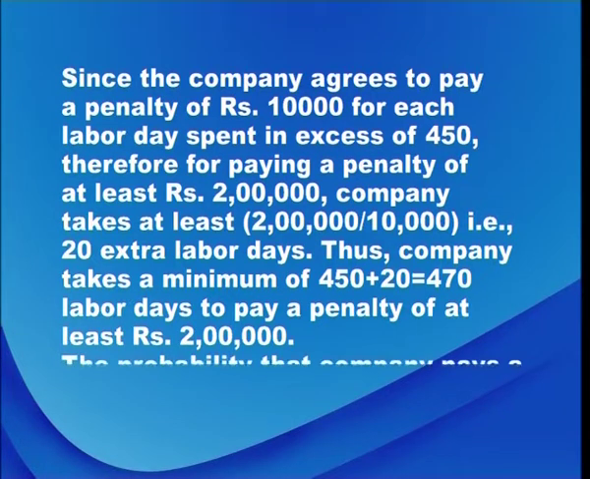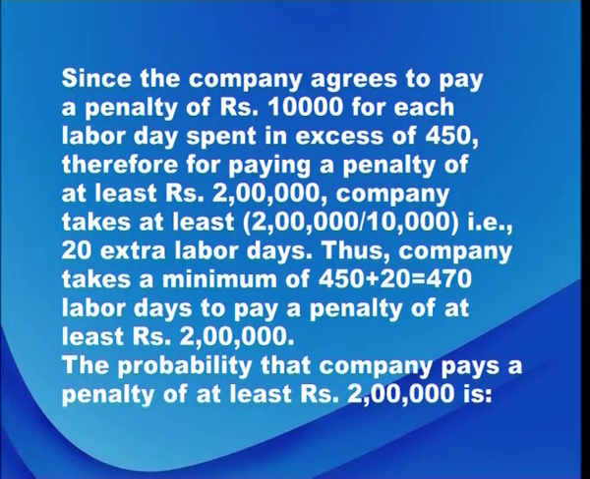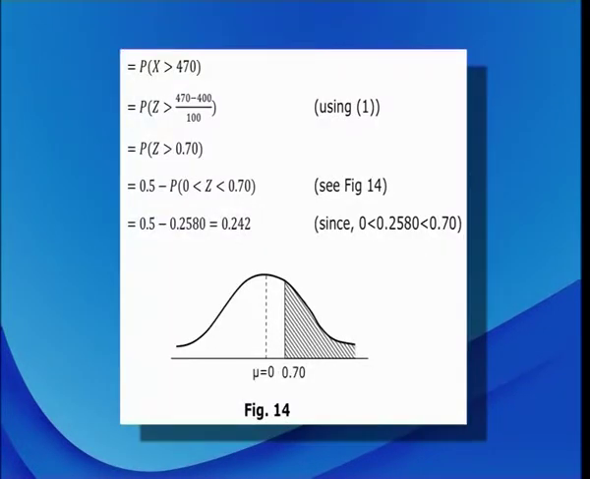This company takes a minimum of 450 plus 20, that is equal to 470 labor days, to pay a penalty of at least rupees 2 lakhs. The probability that the company pays a penalty of at least rupees 2 lakhs is probability of x greater than 470, that is equal to probability of z greater than (470 minus 400) upon 100. Using equation 1, probability of z greater than 0.70 is equal to 0.5 minus probability of 0 less than z less than 0.70, which is equal to 0.50 minus 0.2580, which is equal to 0.242.